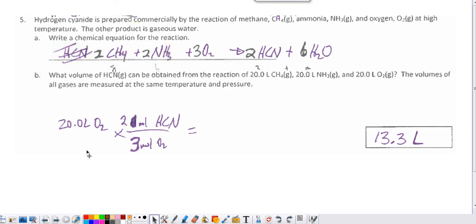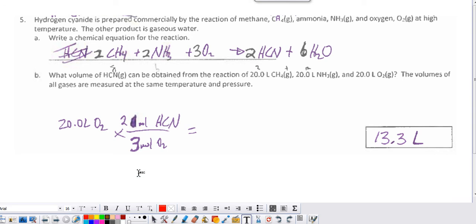In B, we're told we have 20 liters of every reactant. 20 liters of every reactant. And what I realize is that you can actually use Avogadro's law for questions like this if you want. You can kind of think of it as Avogadro's law, where you're doing the mole ratio, though, to represent the moles down here. So you could say volume of oxygen is 20, moles of oxygen is 3, moles, what are we looking for? Oh, so moles of hydrogen cyanide is 2. So you could say 20 over 3 equals what over 2, and you could solve for the hydrogen cyanide.